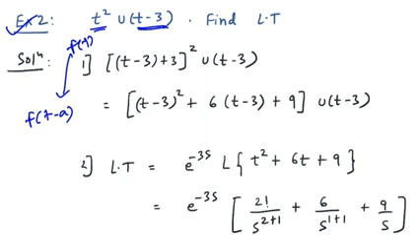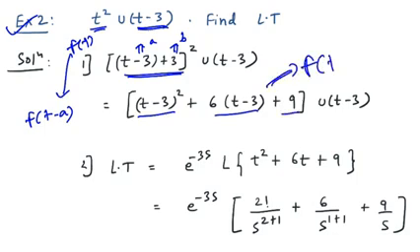Let us see. Again, at the first step we have written t square as t minus 3 plus 3 the whole square. Why have I done this? Because this part is considered a, and this part is considered b. So a plus b the whole square is a square plus 2ab plus b square. And now you can say that this complete function is of the form f of t minus a. My manipulations worked.